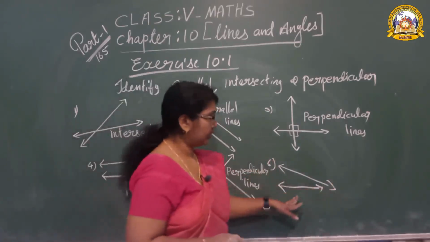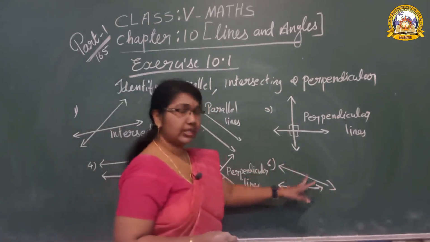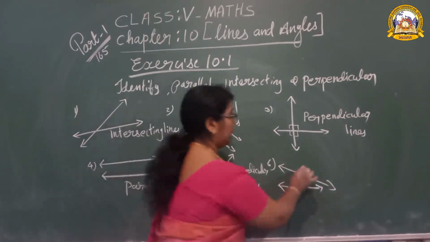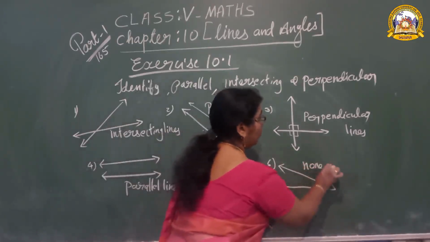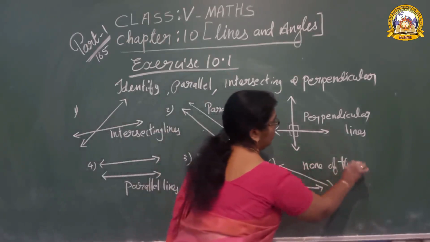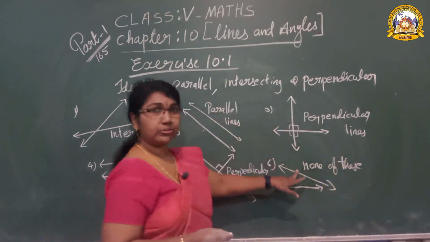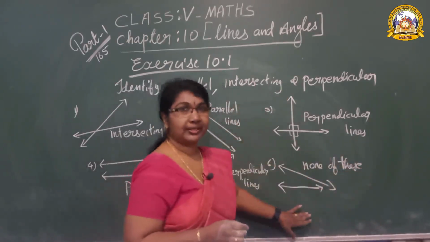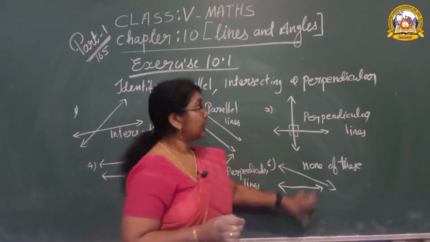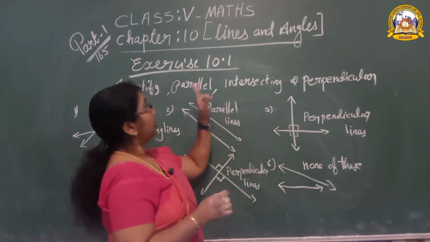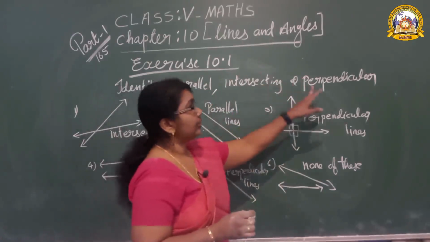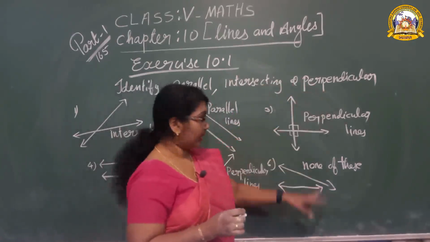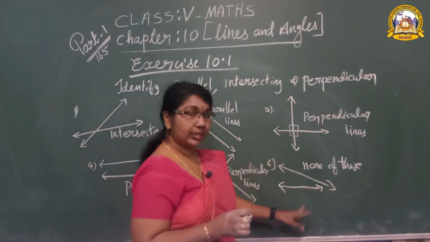It is not meeting. It is not equal distance. So you should write the answer none of these. What is the meaning of none of these? None of the three. So it is not parallel lines. It is not an intersecting line. This line is not perpendicular. Why? It is not joining together.